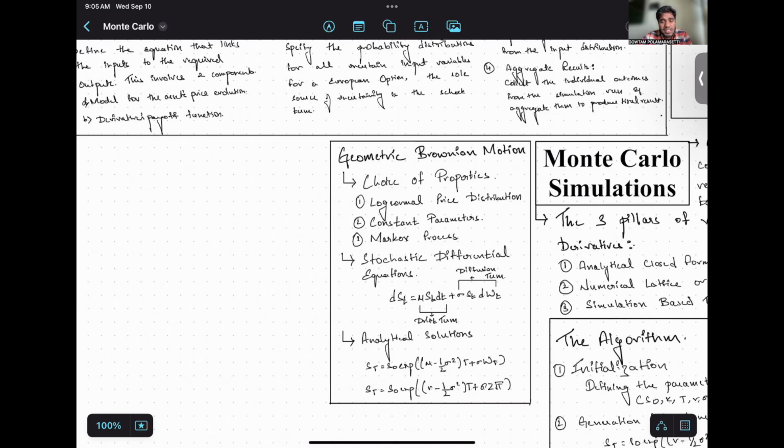The next property is that GBM is a Markov process, meaning that the future evolution of the stock price depends only on its current price, not on the sequence of prices that preceded it.